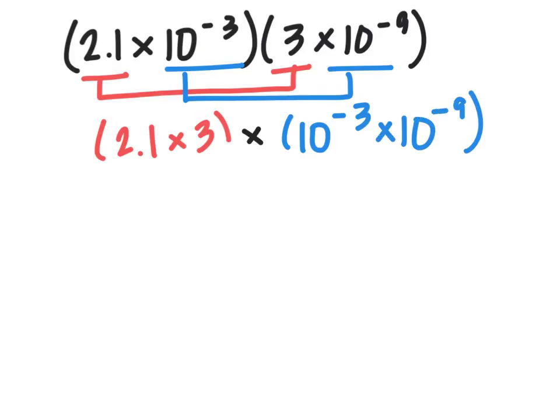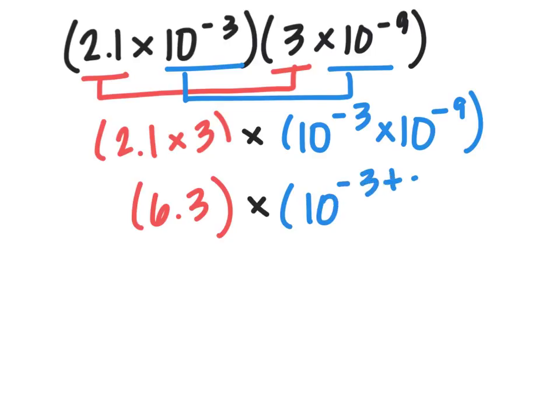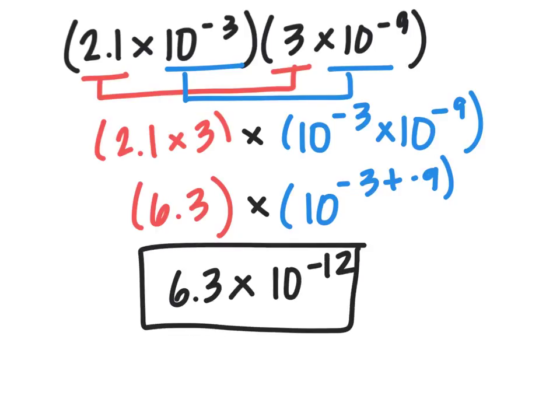Now we simplify. 2.1 times 3 is 6.3, and multiplying the powers of 10, they have the same base, so we can go ahead and add the exponents. And so our final answer is 6.3 times 10 to the negative 12th. This is in scientific notation. The first number is between 1 and 10, and the second number is a power of 10.